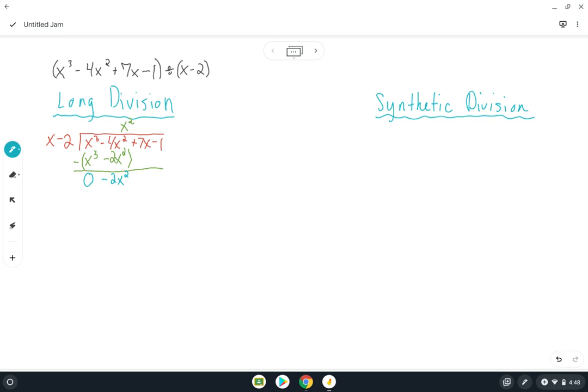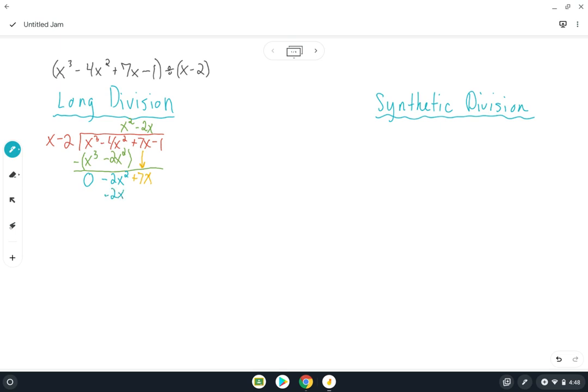All right, and then the next step is going to be common. You always bring down the next digit, in this case, the next term. So we'll bring down 7x. And then we're just going to repeat everything we just did. But now we're going to see how many times this x goes into negative 2x squared. So x goes into negative 2x squared negative 2x times. All right, so we'll multiply it back just like we did in the last one. And we'll get negative 2x times x is negative 2x squared.